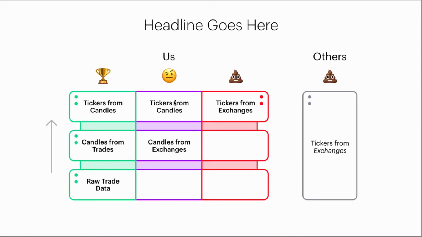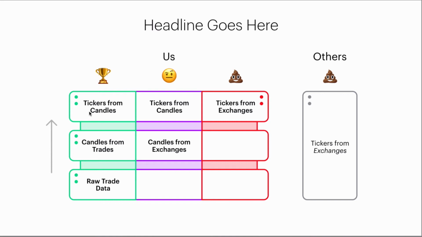And this is what our data set looks like. We have raw trade data, and from those raw trades, we can construct candles, and from those candles, we can construct tickers. And that's for exchanges that do have raw trade data. If an exchange only provides candle data, then we will get the candle data and we'll calculate tickers, but we won't use their tickers. We'll calculate them ourselves. And then the worst case scenario is you're an exchange that only provides tickers.